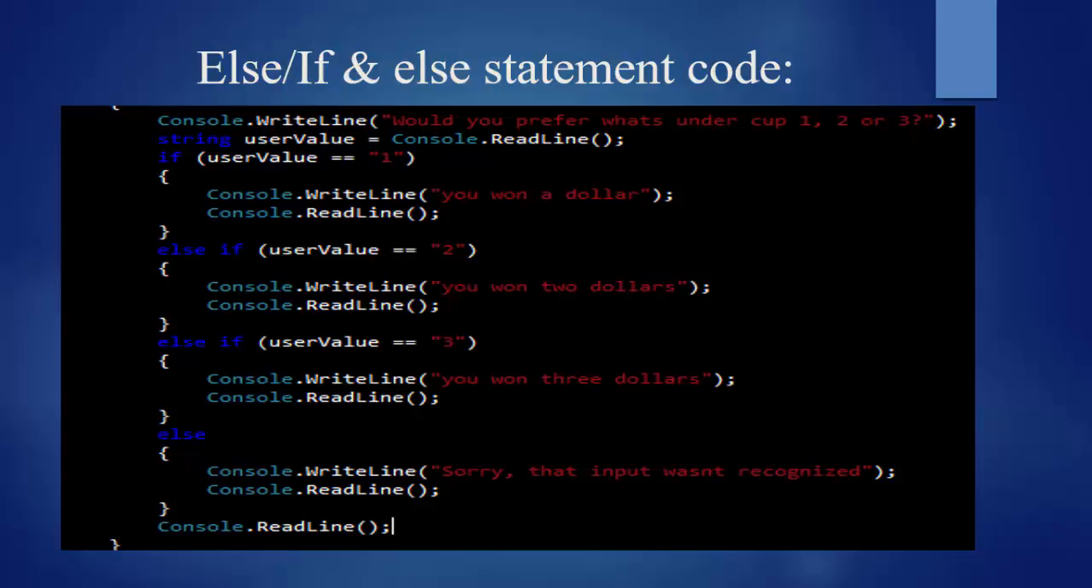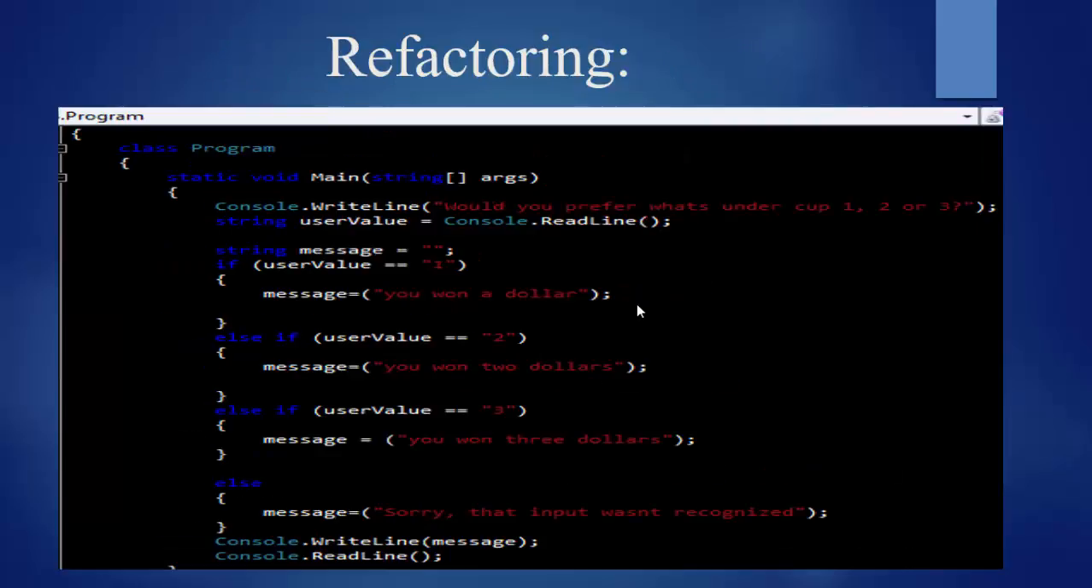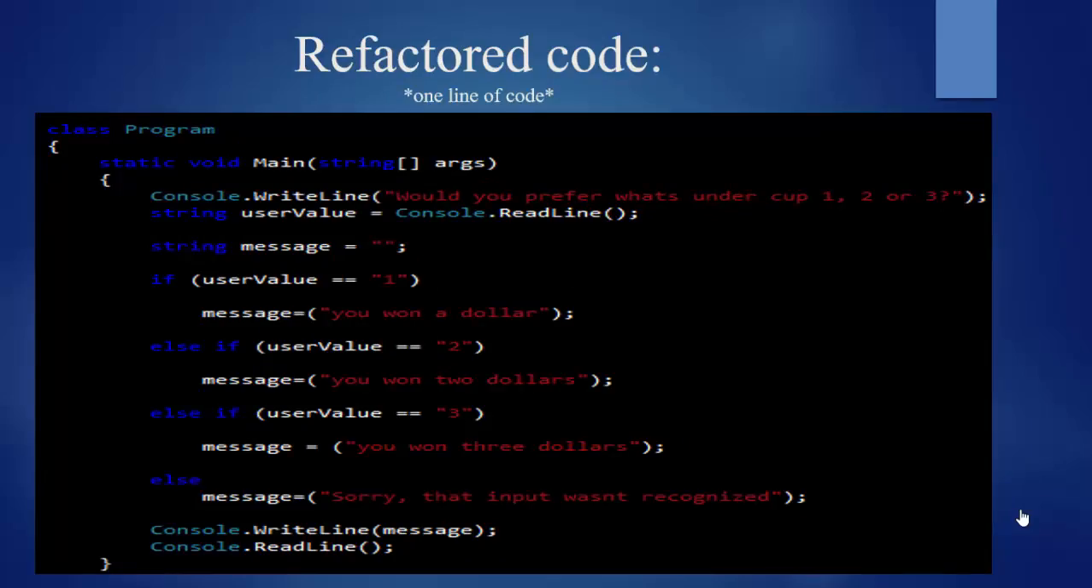Another strategy to have reasonable code is cleaning up your code, which is called refactoring. We're able to remove a lot of code. We also created a message string. The message string holds an empty string and adds to it each message that should be written to your screen. A tip with refactoring is that if you have one line of code, you're able to remove your curly braces.